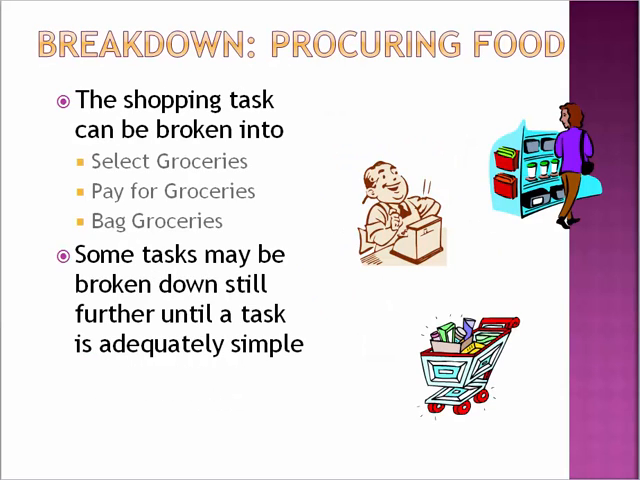Let's say now, procuring food. I want to go off and buy some food. How do I break down this task? Well, I need to select the groceries. I need to pay for the groceries. I need to bag the groceries. Okay, so this is a little bit more detailed. It's not entirely clear how this would happen inside of a software context, but I'm starting to get to the point where maybe I can see how this would happen.